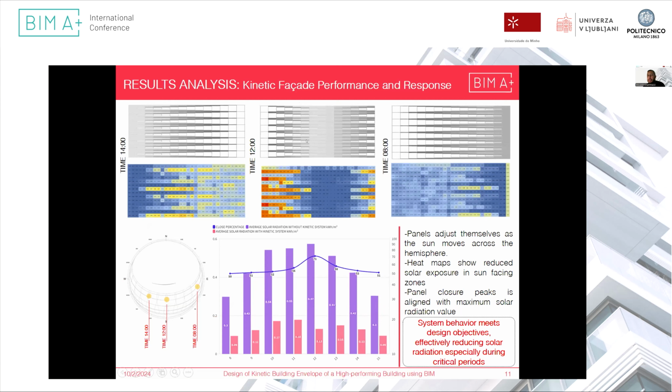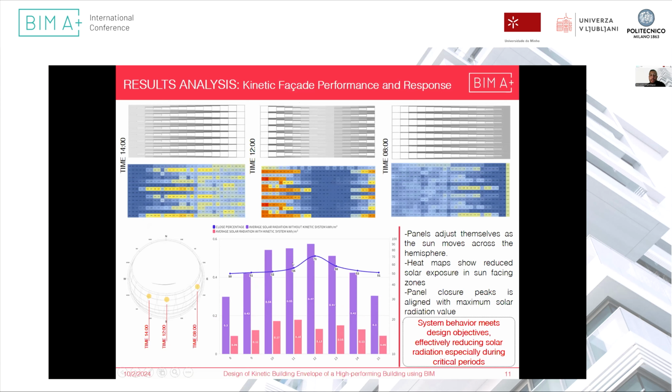Also, if we see the map of the solar radiation analysis, where the facade is blocking more sun, it becomes more blue. It means that it really reduced the solar heat on the facade. In the graph below, the purple line is the system without the kinetic facade, and the pink one is the system with the kinetic facade. We see really how much the kinetic facade is reducing the average solar radiation along the day.